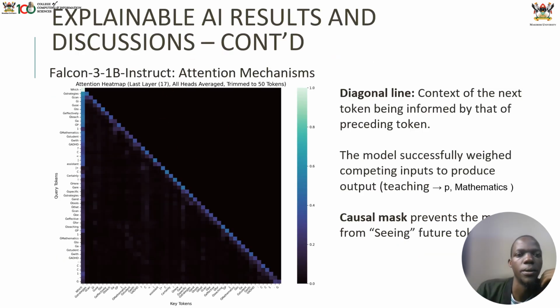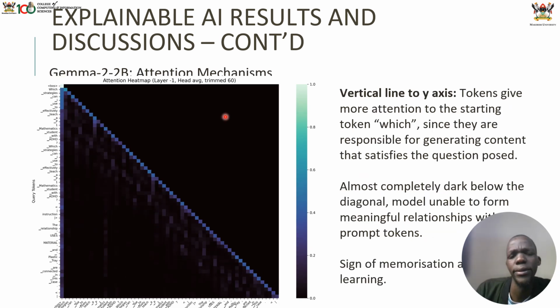Yeah, so these are the explainable AI results. This is for the Falcon 3, this is for the Gemma, but somehow they are related. You can observe that this part to the right of the diagonal is completely dark. Why? Because of the masking effect. We don't want the model to be able to see the future tokens, because we want it to predict based on the previous tokens. That is why all of this is turned into zeros when carrying out the softmax, such that the model does not see it. So this is the explainable AI.